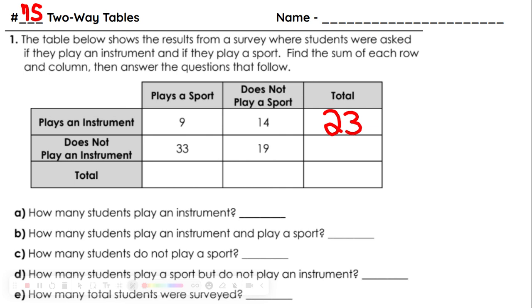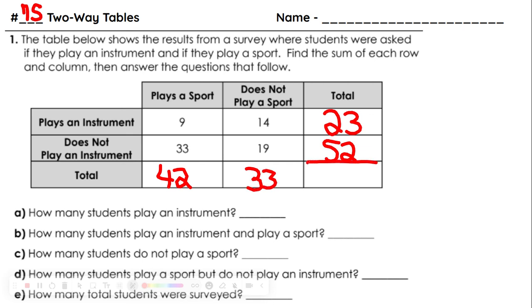Then I'm going to do the same thing with does not play an instrument. I'm going to add up the 33 and the 19 in my calculator. 33 plus 19, and I get 52. Now I'm going to go down. Down plays a sport, I see a 9 and a 33. I'm going to add those up and get a 42. And then down does not play a sport, I'm going to see a 14 and a 19, and I see 33.